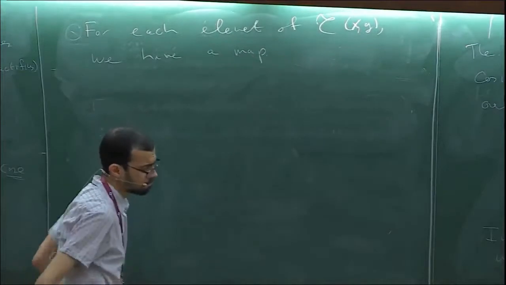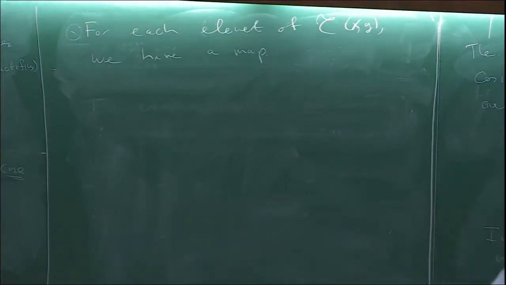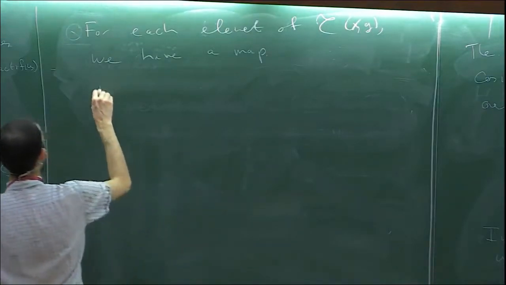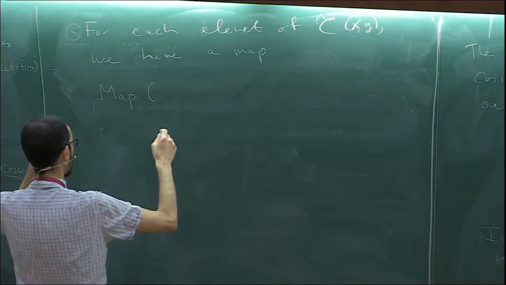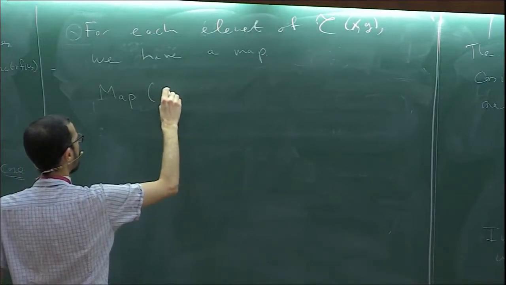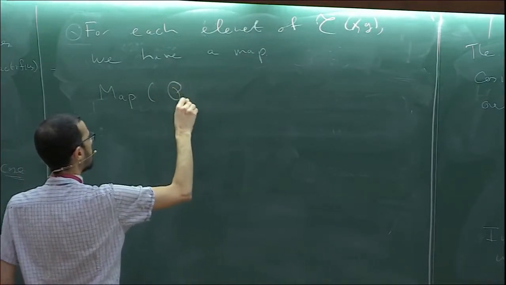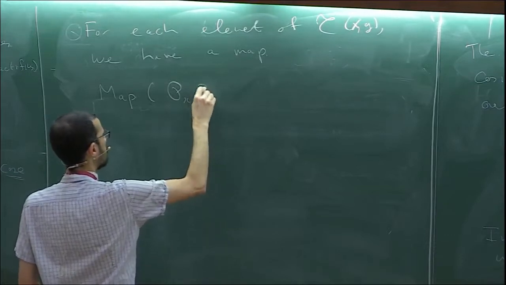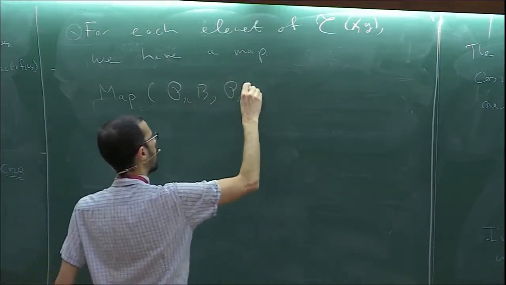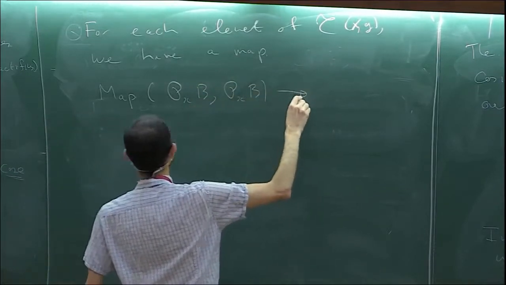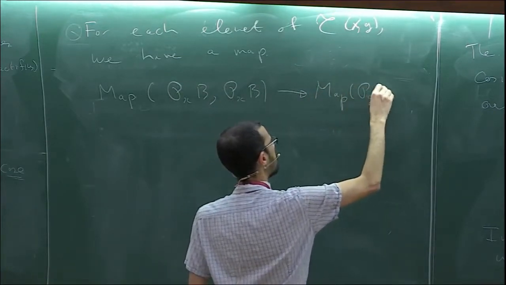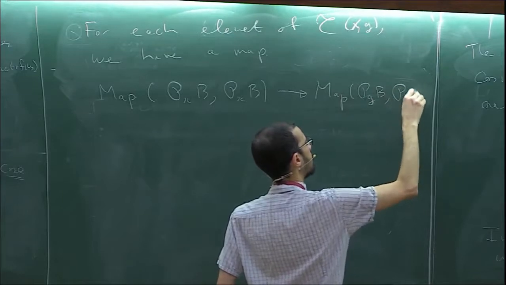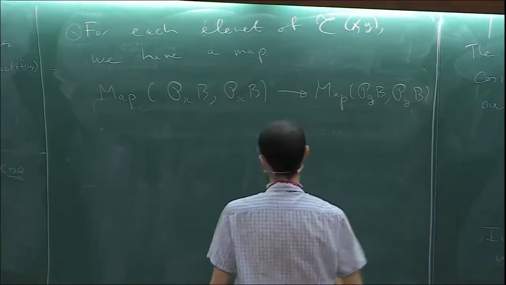And in fact we have a map already at the unstable level, so let me write it like that. From maps from P_X B to maps P_Y B. How is this map defined?